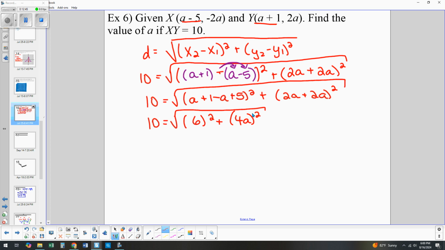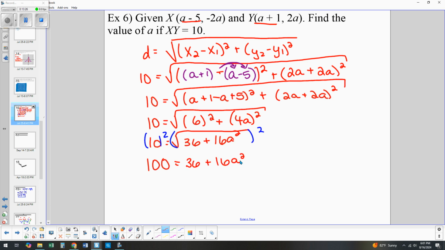I'm going to actually square my terms that are inside. So this is going to be 36 plus, when I'm squaring 4a, I have to make sure I square both parts. So 4 squared is 16, and a squared is a squared. So this is as far as I can get now without getting rid of the square root, because I cannot take the square root of 36 plus 16a squared. So I need to get rid of the square root, and I'm going to do that by squaring both sides. So now I have 100 equals, and when you square a square root, the symbols just cancel out, so I'm left with exactly what was underneath. So there's going to be 36 plus 16a squared.